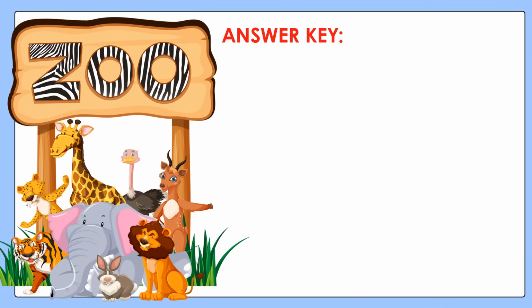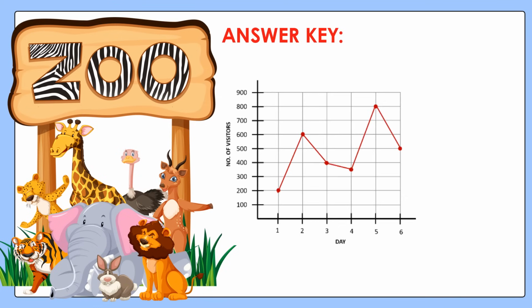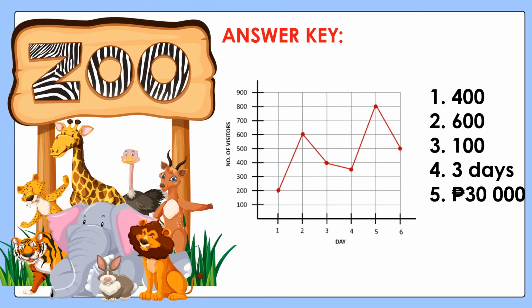Here's the answer key. For the line graph, your line graph should look like this. And the answers to the questions are: first, 400, second, 600, third, 100, fourth, 3 days, and fifth, 30,000.